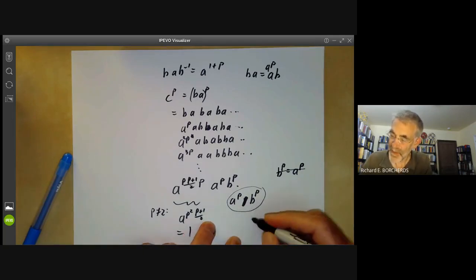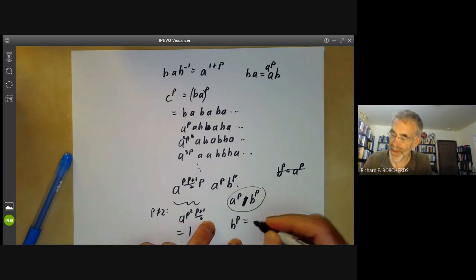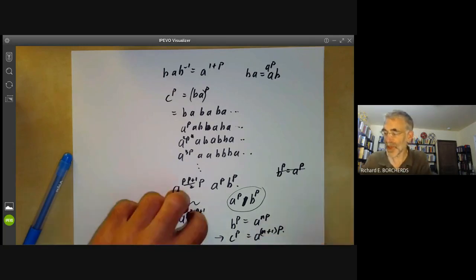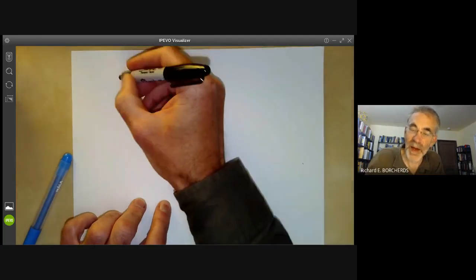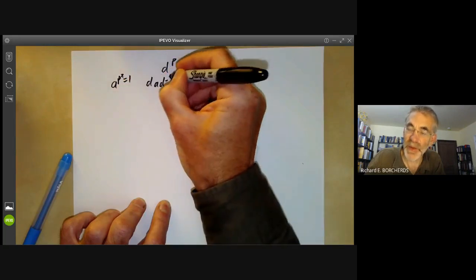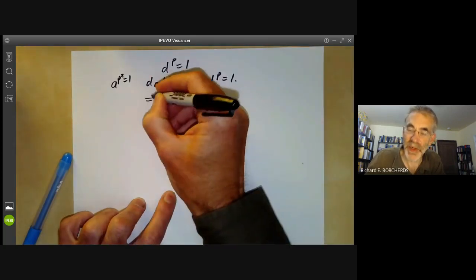So if B to the P is some power of A, so if it's A to the NP, say, then by changing B to B times A, we can get an element C to the P, which is A to the N plus 1 times P. And by doing this repeatedly, we can just get a new generator, say D, such that D to the P is equal to 1. So our group has relations A to the P squared equals 1, DAD to the minus 1 equals A to the 1 plus P, D to the P equals 1. So our group is a semi-direct product.